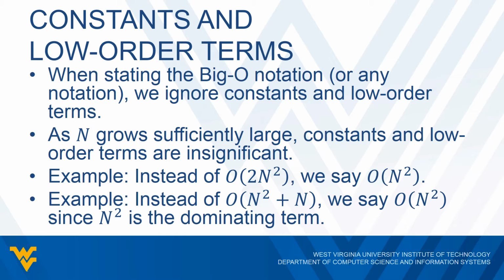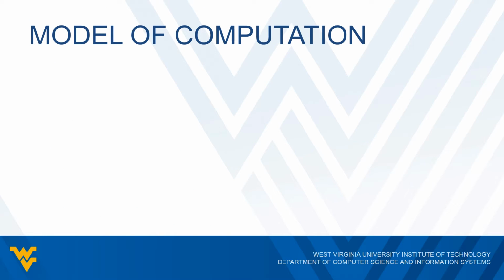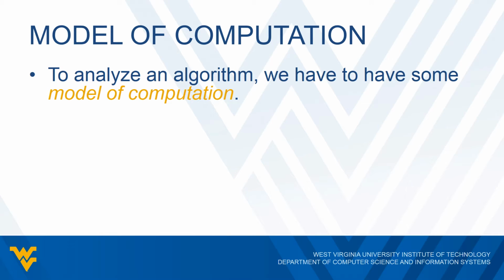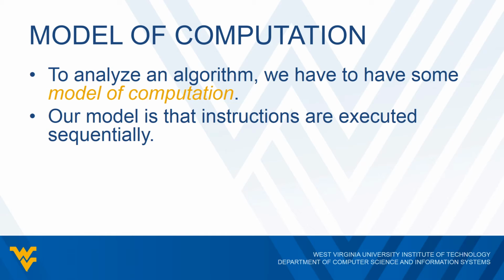The last thing I'm going to mention is that whenever we're analyzing an algorithm, we have to have some form of model of computation. Think of this model as a set of assumptions that we make whenever we execute a program. So we look at how the instructions are executed, how long some of these instructions take, but we have to have some set of assumptions ahead of time, and we put this set of assumptions together and we call it our model of computation.